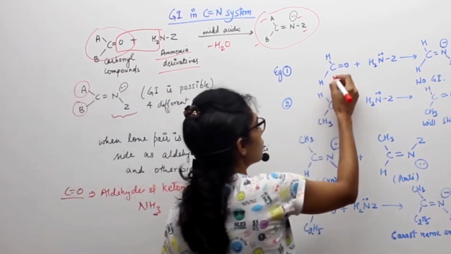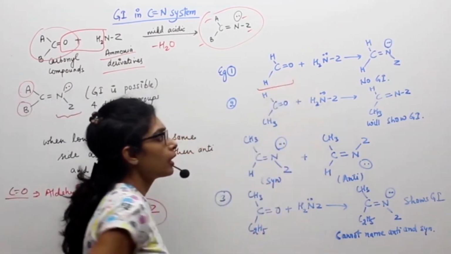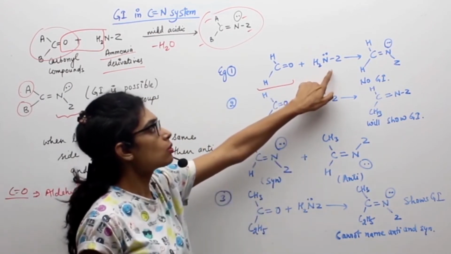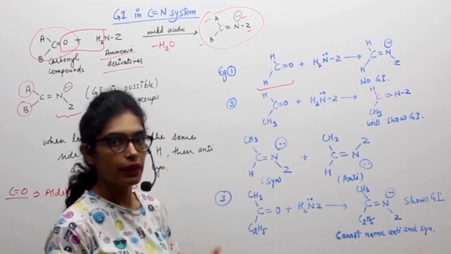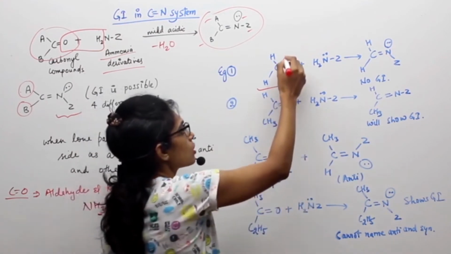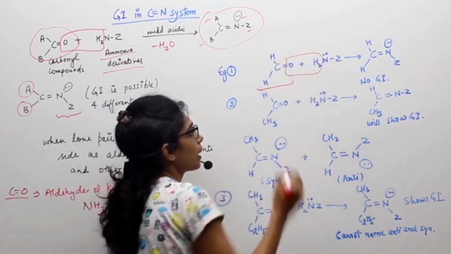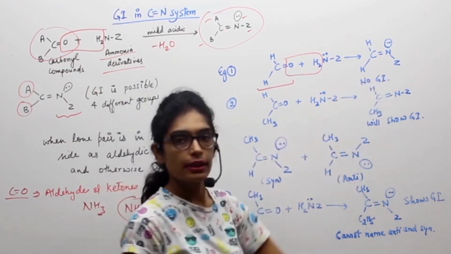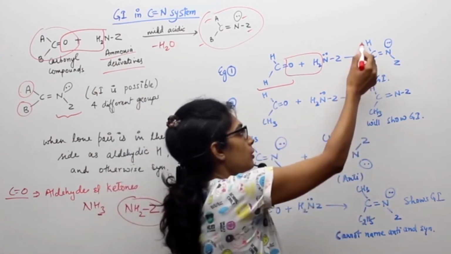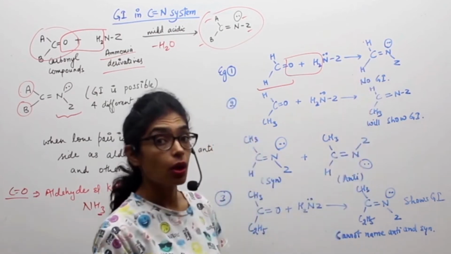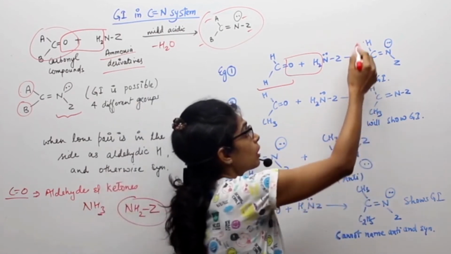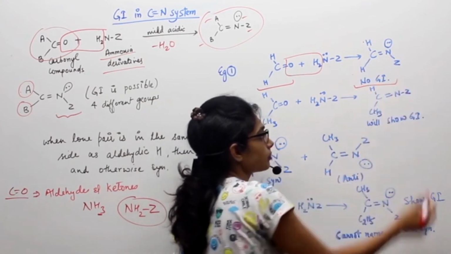I have taken formaldehyde over here and reacted it with H2NZ. Z again I have not mentioned what group it is. It really doesn't matter because it won't affect the reaction. So oxygen from here and hydrogen from here will go together and will form a structure like this. Now, as I mentioned, if A and B are not different, then GI will not happen. So here, A and B both are hydrogens, hence no GI.